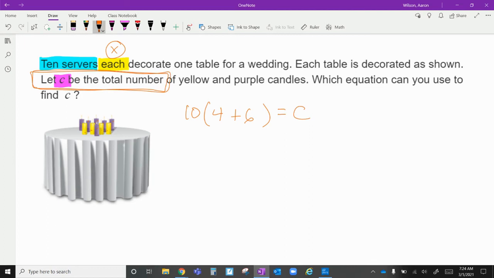10 servers each decorate one table for a wedding. Each table is decorated as shown. So there it is. It is 10 parentheses 4 plus 6 end of parentheses. And if you're wondering where is the multiplication, keep in mind any number or any value that is squished next to the parentheses means multiplication. So really, this is 10 multiplied by the sum of 4 plus 6. Hope that was helpful.